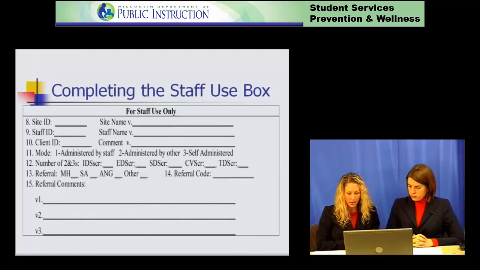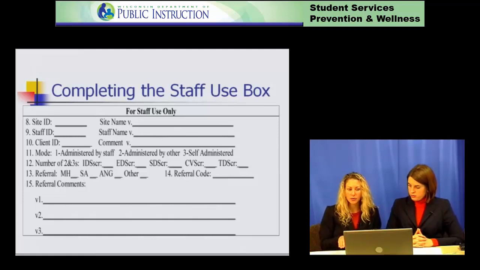For item 11, you're going to record the mode of administration. Whether you, the interviewer, administered, you'd circle administered by staff. If a parent or someone else administered the assessment, it'd be administered by other, or if the client themselves administered the assessment, it'd be self-administered.